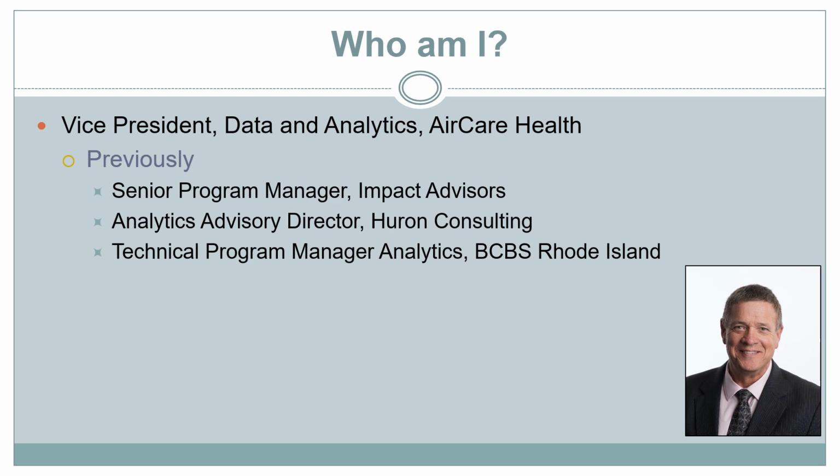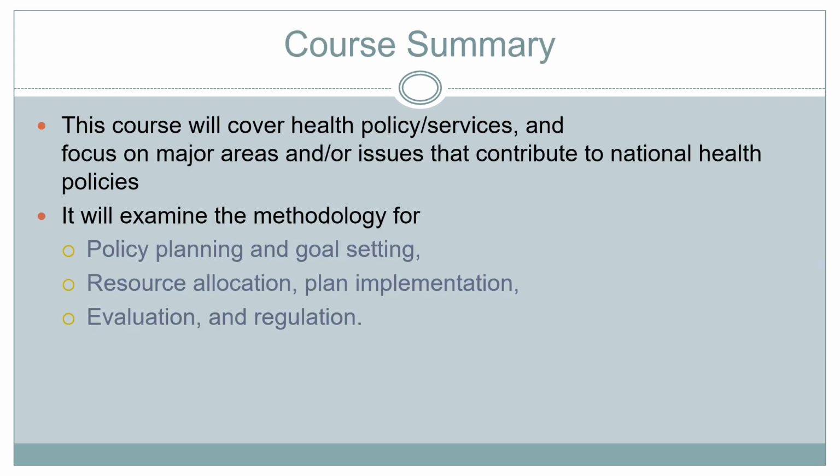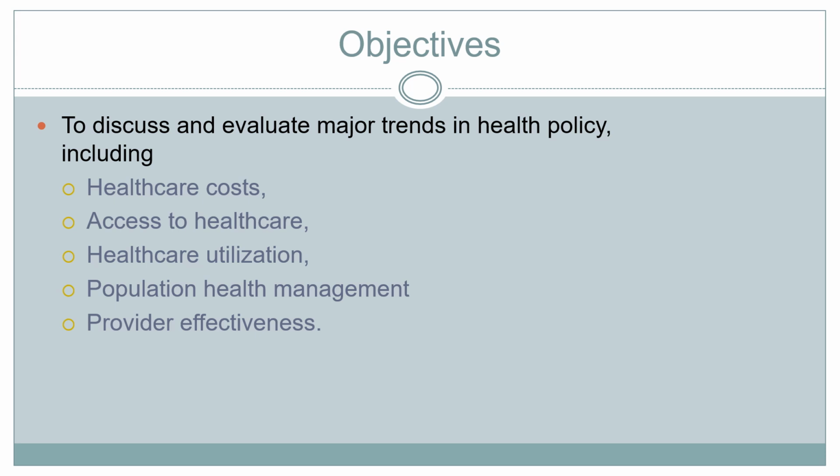So this course will cover major health policy issues and things that contribute to national health policies in the United States. And we're going to get at the methodology for policy planning and goal setting, resource allocation and plan implementation, and also evaluation and regulation. So the objective here is to discuss and evaluate major trends in health policy in this country. And those trends include healthcare costs, access to healthcare, healthcare utilization, population health management, provider effectiveness, and also social determinants of health.